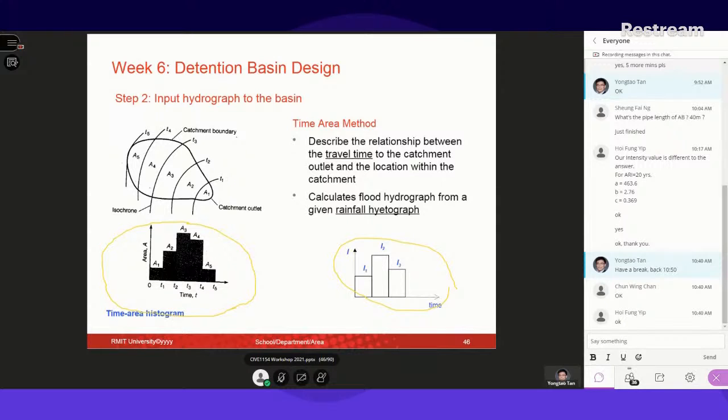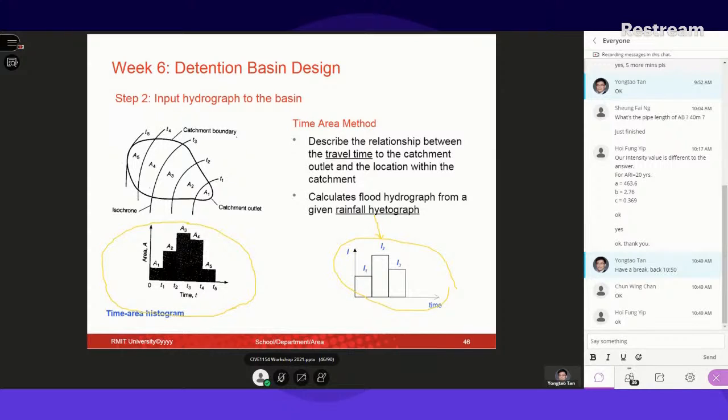So what we need to do is to use the time area histogram and the hydrograph. This is the rainfall hydrograph. With the rainfall hydrograph and the time area histogram, using the time area method, we can get the input hydrograph.